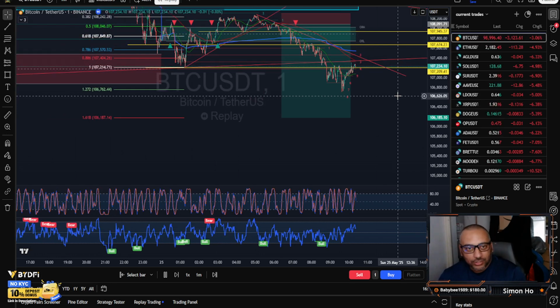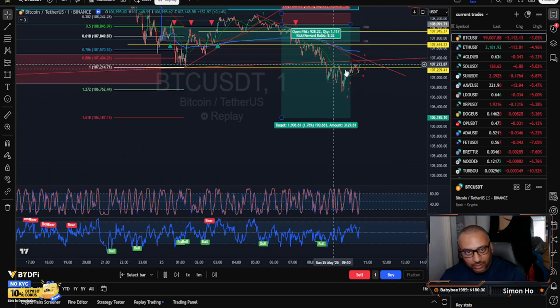We're about to test the 200 simple moving average. Man, this would have been a long time to be in this trade. This is wild. But, yeah, let's keep on going. We are starting to see a little bit more sell pressure around this area.